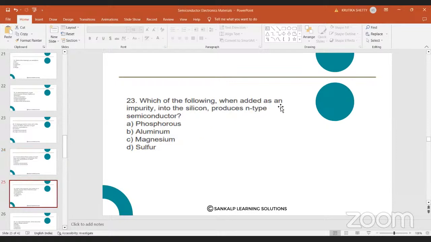Which of the following, when added as an impurity into silicon, produces an N-type semiconductor? So for N-type, what do we need? Pentavalent. Yes, which one is the answer? Phosphorus, aluminium, magnesium, sulfur.